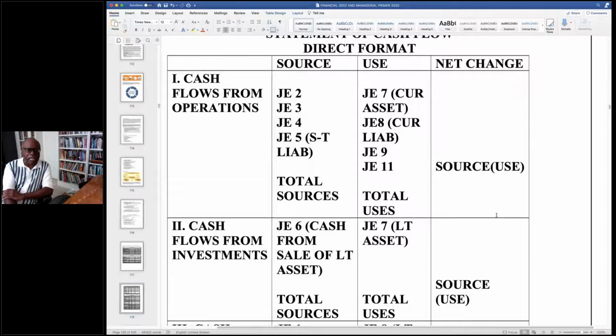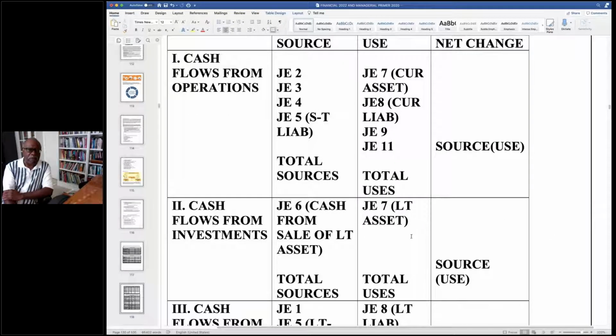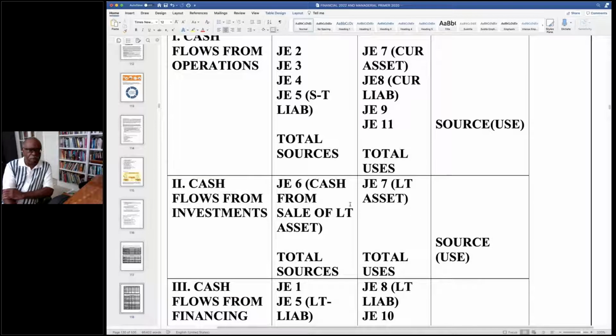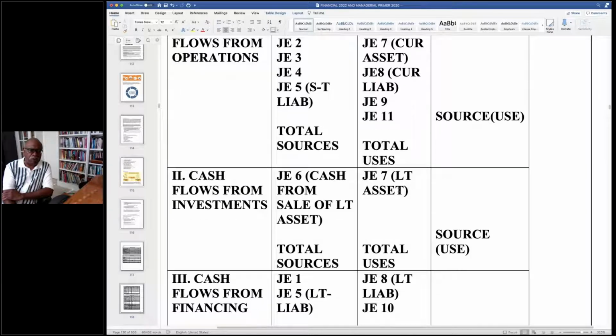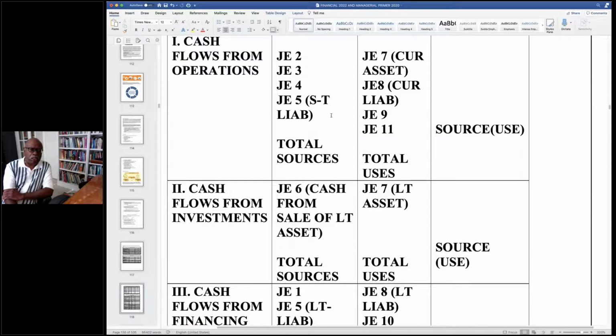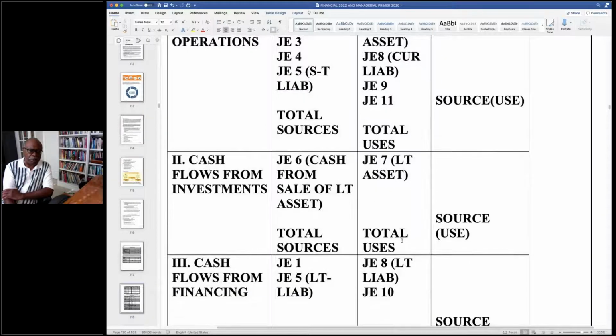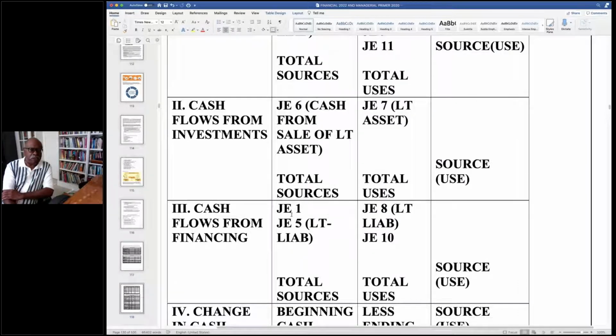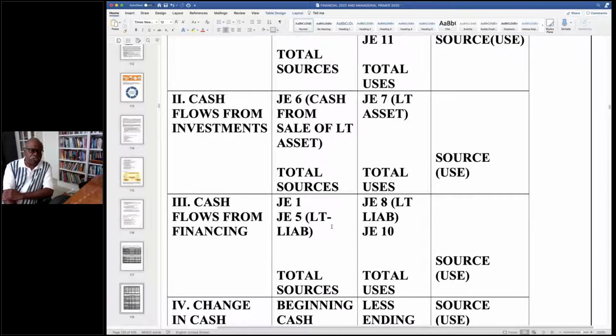Then we have cash flow from investments. Journal entry 6, if you sell something. Journal entry 7, if you buy something long term. So these are all current assets, current liabilities. These are long-term liabilities. Then when you start the company, journal entry 1, you're down here in journal entry 5, long-term liabilities.